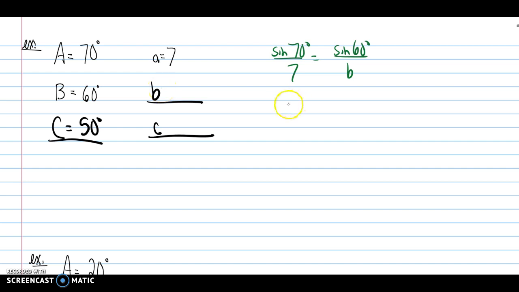Cross multiply here: b times the sine of 70 is equal to 7 times the sine of 60. One more algebraic step, we're going to divide both sides by the sine of 70. And then this is a calculator problem. Take 7 times the sine of 60, divide that by the sine of 70.